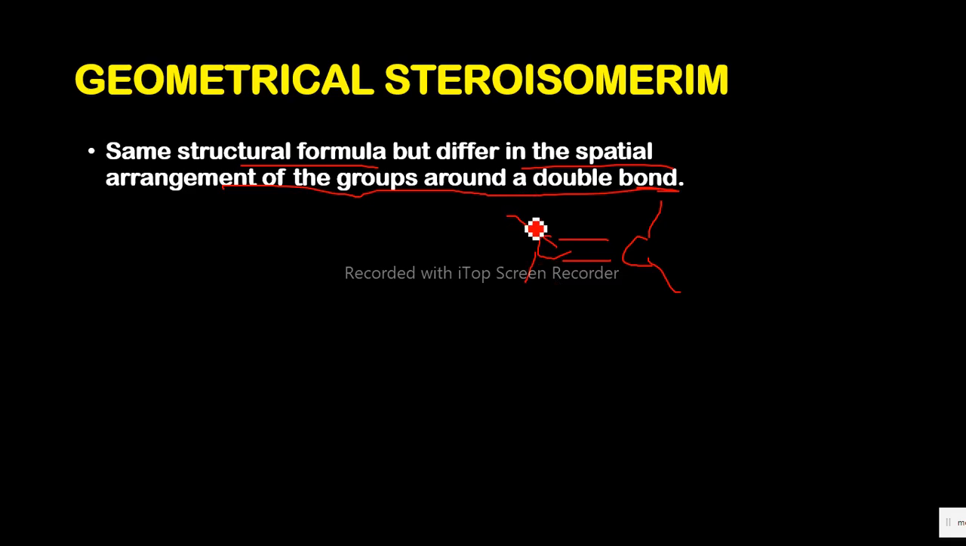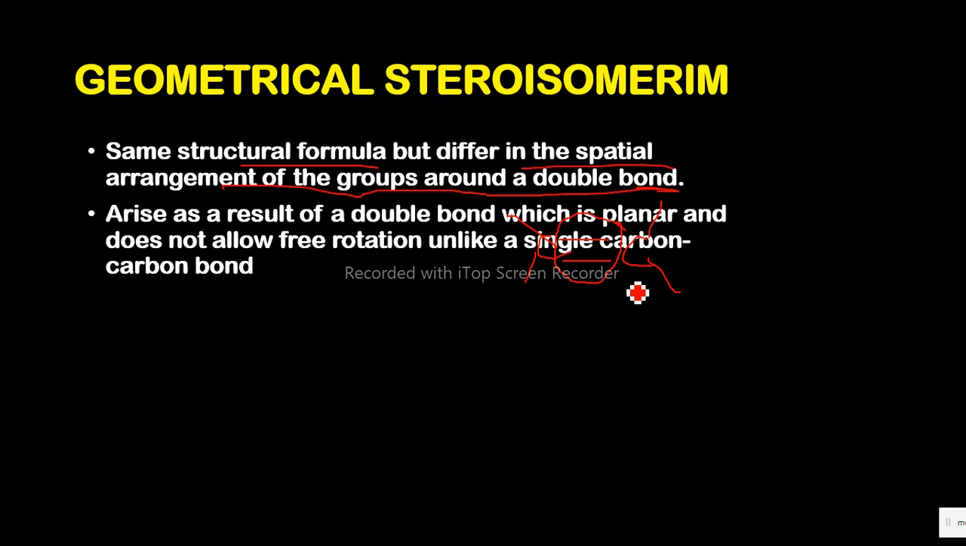We are going to see an example down there. But the way these atoms arrange themselves across this double bond is the one that differs. Because of that difference, we get two types of geometric isomers, as we are going to see. It arises as a result of a double bond, which is planar.